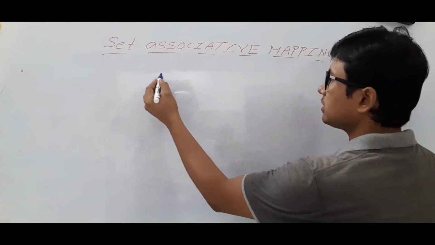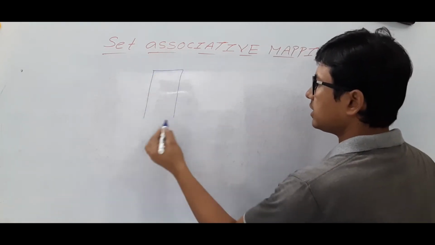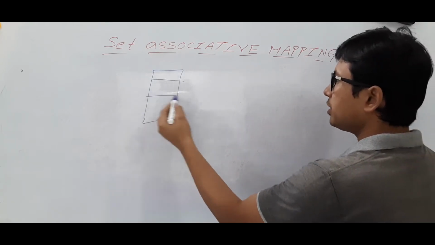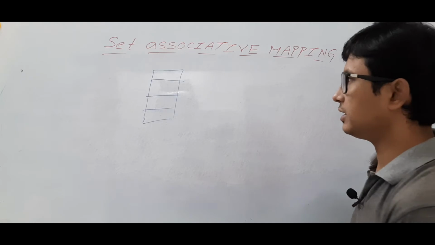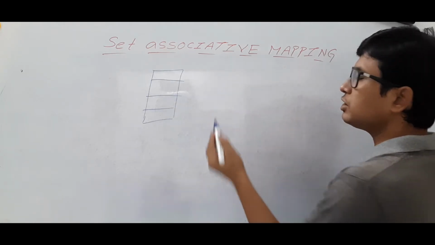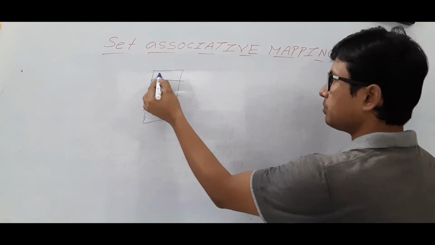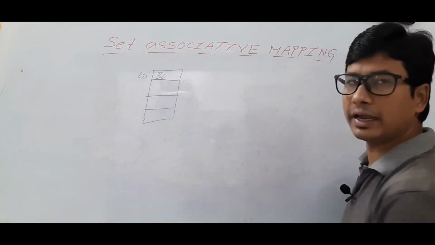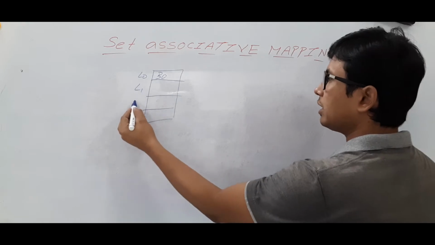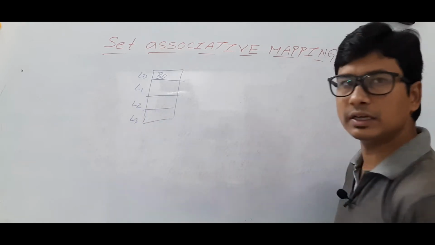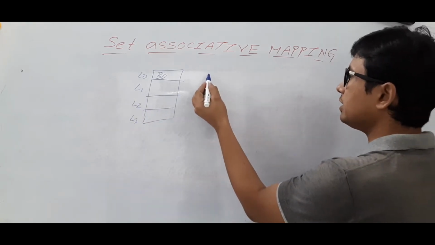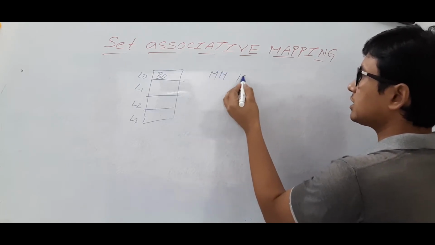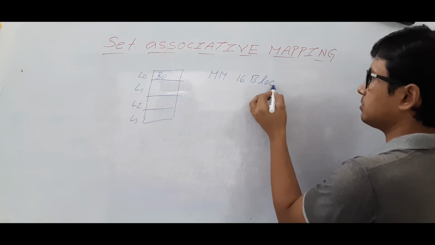Let's take that there are some cache lines, and the number of lines is 4. Block number 0 of the main memory will come in cache line 0. Let's take that this is cache line 0, line 1, line 2, line 3. And main memory has 32 blocks. Actually, let's take that it has 16 blocks, just to keep it simple.